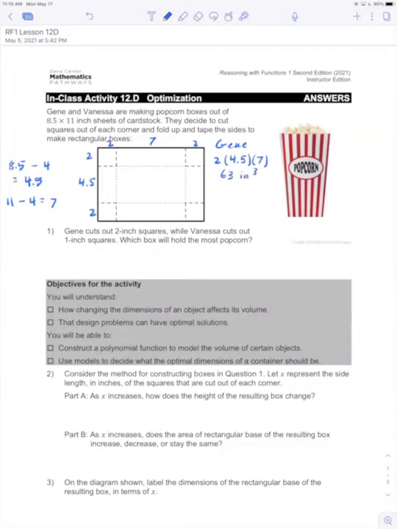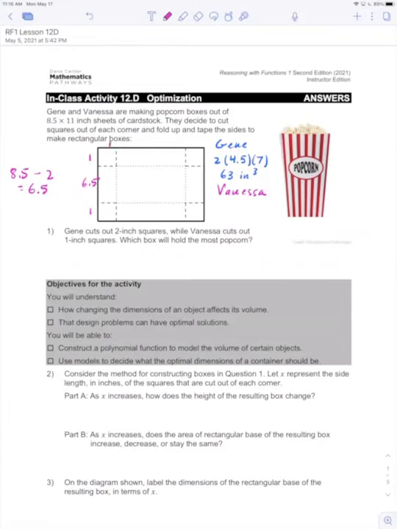Now let's do the same thing again, and let's do this in a different color. So I'll do a different color for Vanessa, and let's take out some of this information for Jean. There we go. So Vanessa. So Vanessa is taking out 1-inch squares here and here. So that's going to be 8.5 minus 1 and 1 is 2. And that's going to be 6.5 left in the center there.